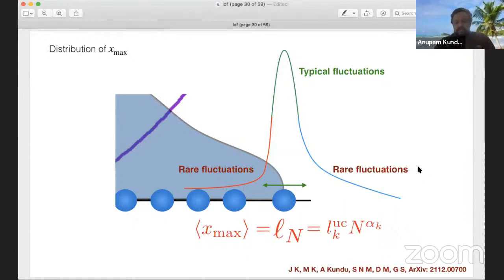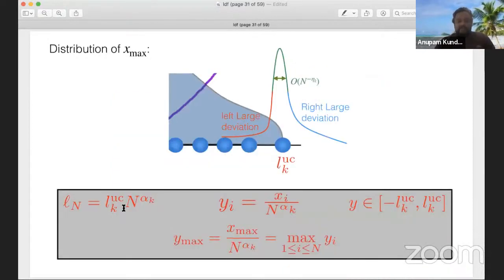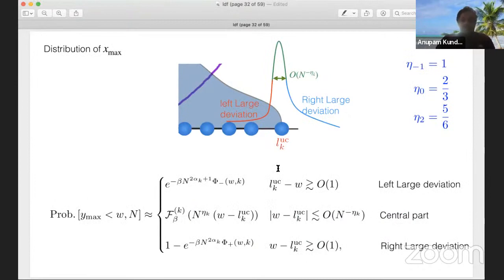So it turns out to be convenient to scale all the positions in the problem by N to the power alpha_k. So that's what we do. We scale all the original positions x_i by N to the power alpha_k. As a result, we have also scaled the maximum position by N to the power alpha_k. And as a result, the support of the density will be within minus L_k and plus L_k, and these are order 1 numbers. I just wanted to take out all the N factors so that we can see the N independence explicitly. Okay, so let me give you the result.